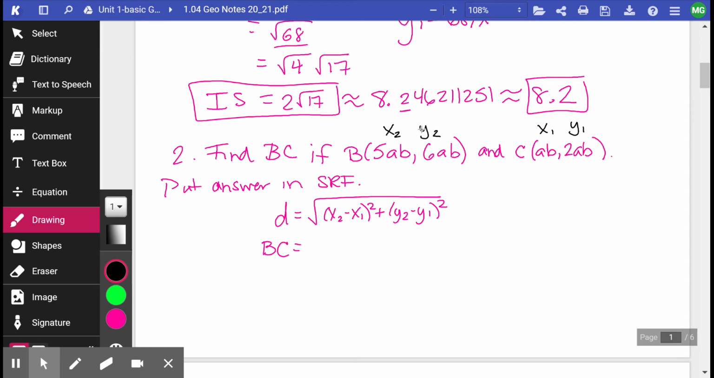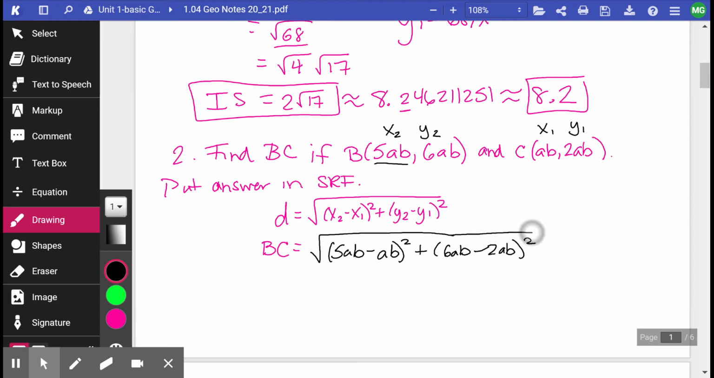So it has to be x2, y2. It can be x1, y1. So you just have to always take from the same point. So x sub 2 is 5ab minus x sub 1, which is ab, squared, plus y2, which is 6ab minus 2ab, quantity squared.